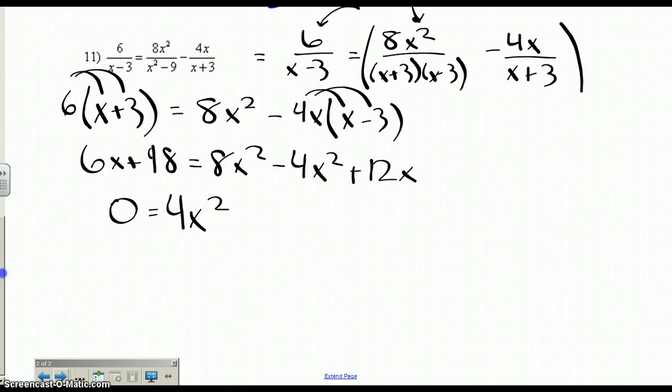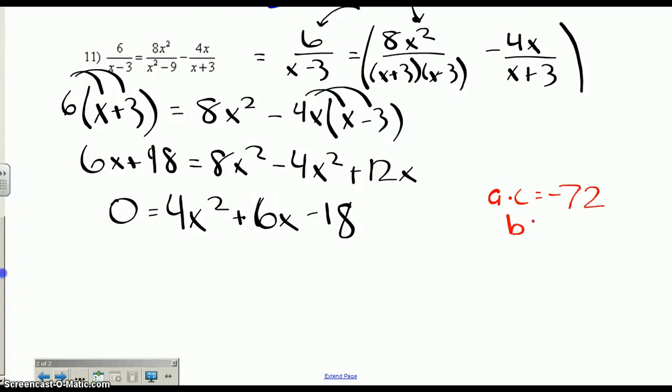I'm going to subtract 6x from both sides, so I have a positive 6x here. And then subtract 18. Now let's look at factoring. a times c. We have to do 4 times negative 18, so negative 72. And b is 6. So now we need two numbers that multiply to negative 72 and add to 6.